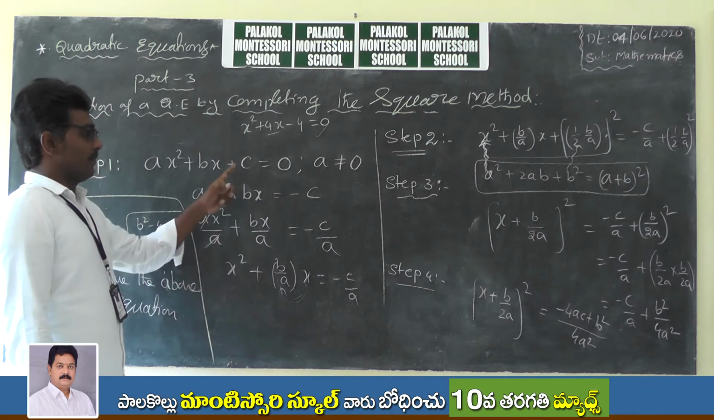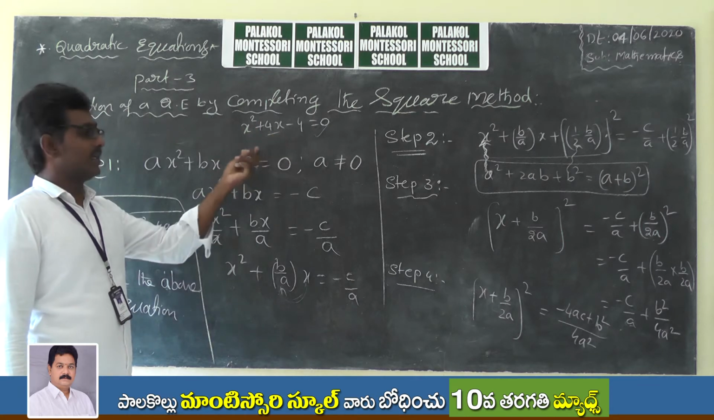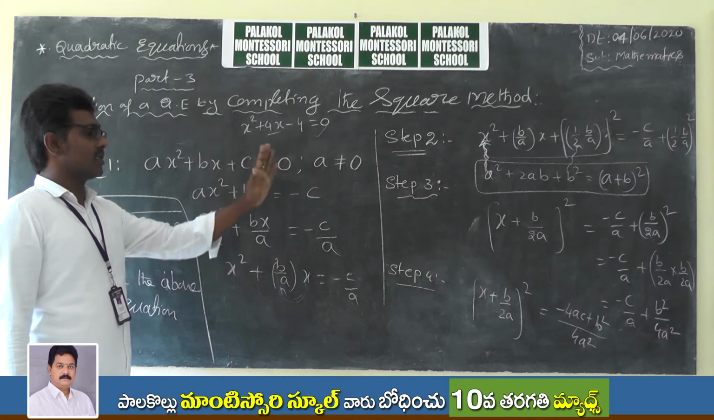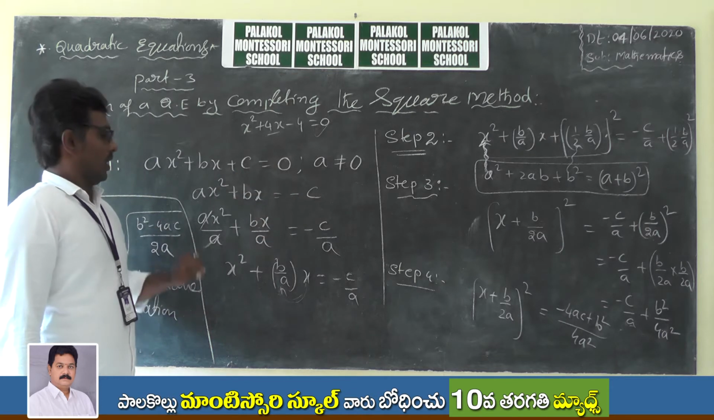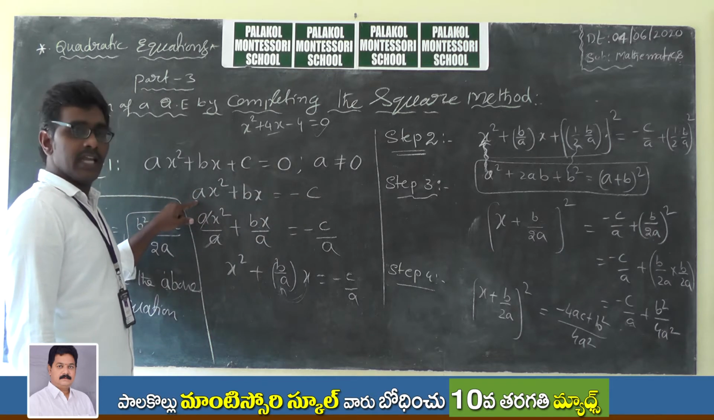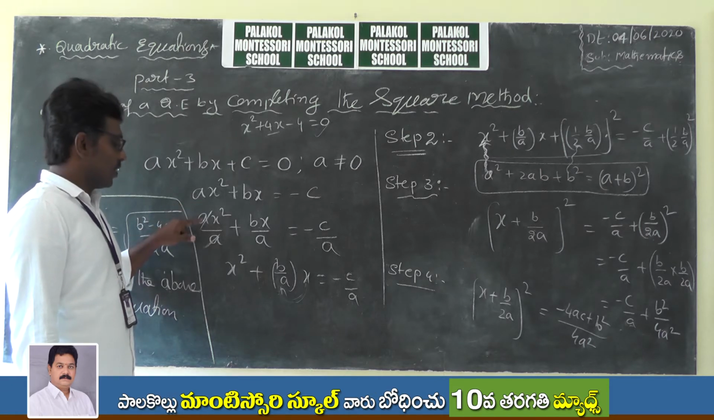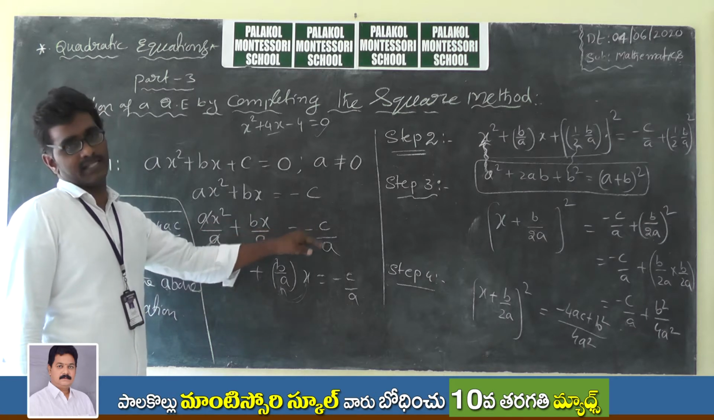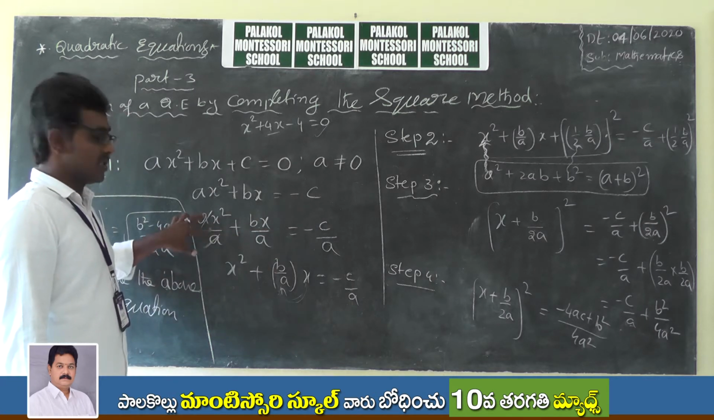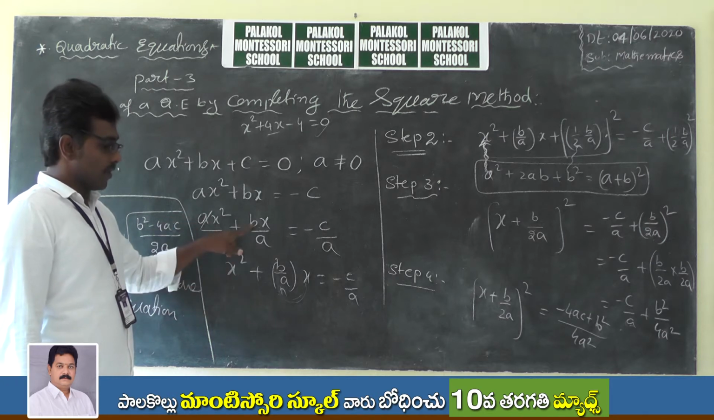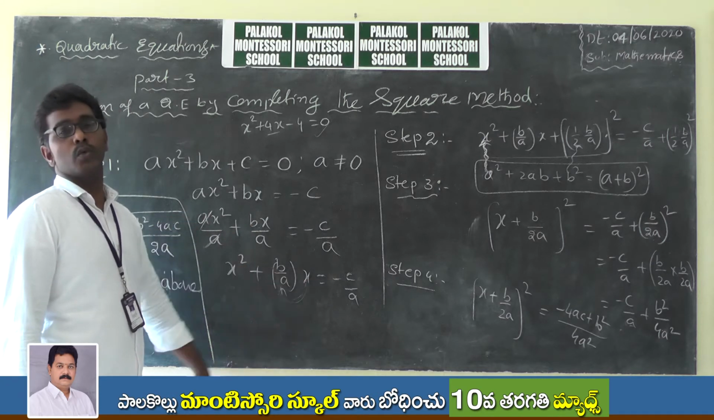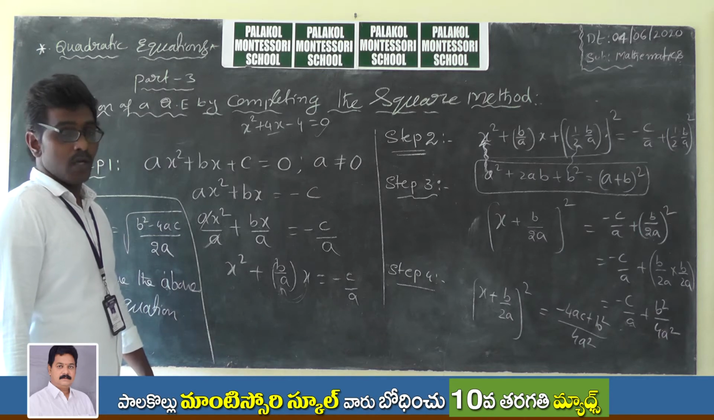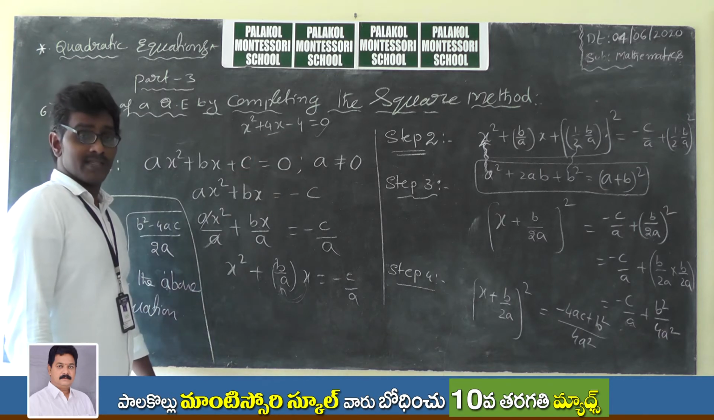Step 1, the plus c, move that side. It's a constant term. Send that side. So minus c. Here x square coefficient a, you should divide all terms by a. So ax square by a plus bx by a is equal to minus c by a. They both are cancelled here, remaining x square plus b by a of x is equal to minus c by a.